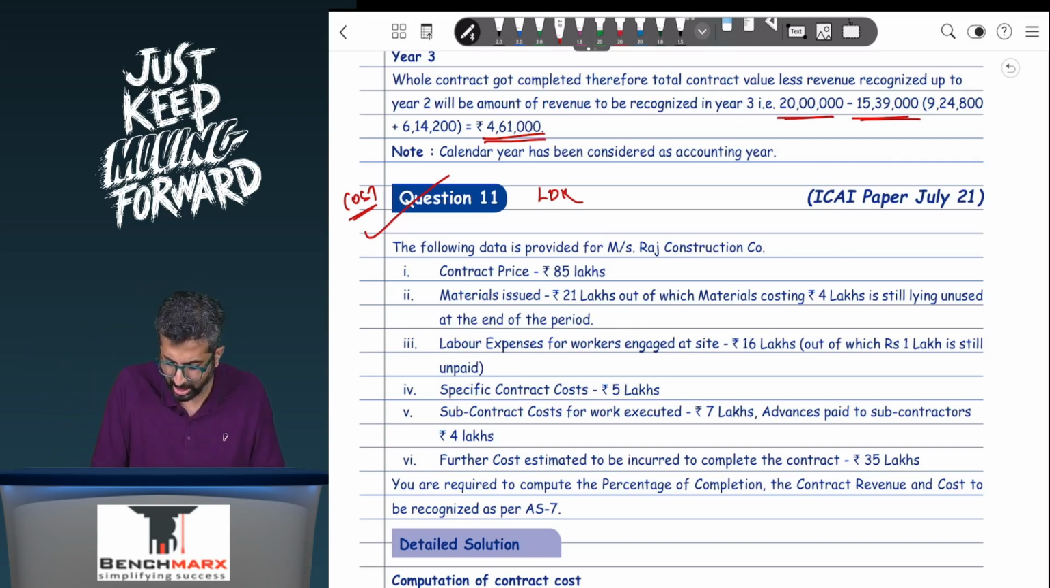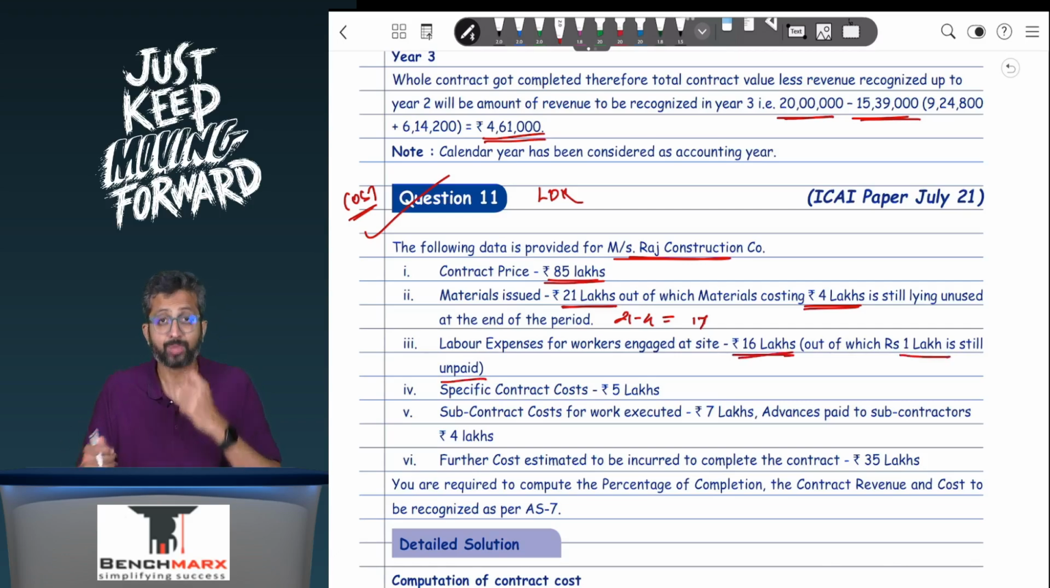The following data is provided for Messrs Raj Construction. Contract price is 85 lakhs. Material used 21 lakhs, out of which material costing 4 lakhs is still lying unused. That means 21 minus 4, that is equal to 17 lakhs, is going to be a part of your cost incurred. Labor expenses were 16 lakhs, out of which 1 lakh is still unpaid. So labor has done work up to 16 lakhs and hence 16 lakhs will be taken as a part of your cost.